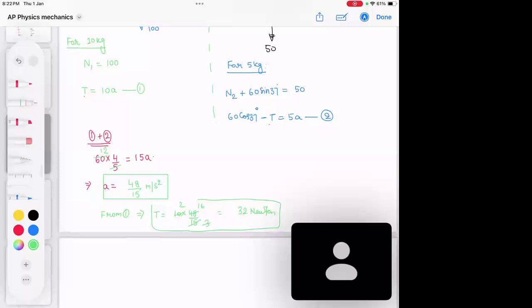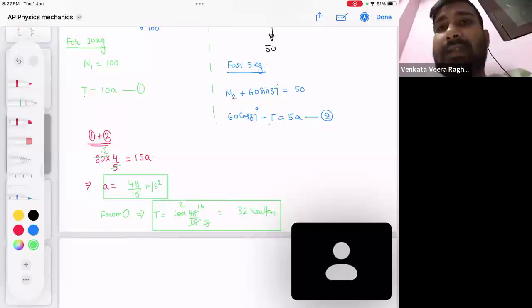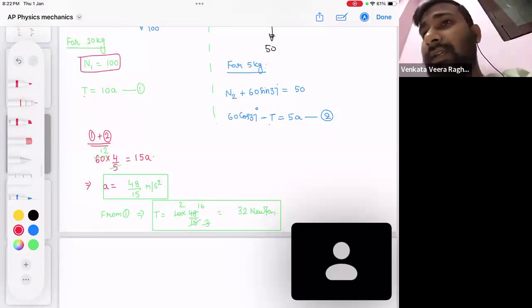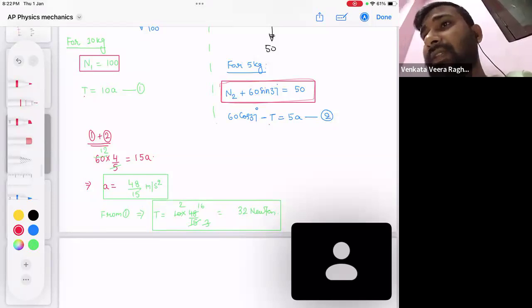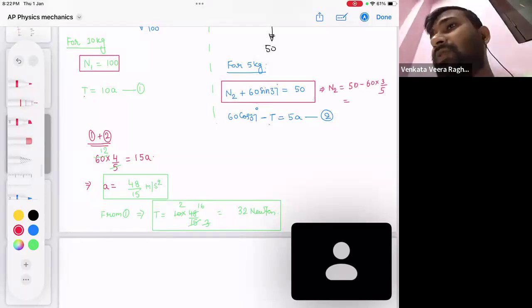But for the acceleration of the block, sometimes they will give you a question. This is the N1 we got. We can continue with this equation, and if we simplify this equation, we will get the N2. How much N2 will come? 50 minus 7 is 3 by 5. So 5, 12 minus 3, 36. So 14 Newton we are getting as the N2.